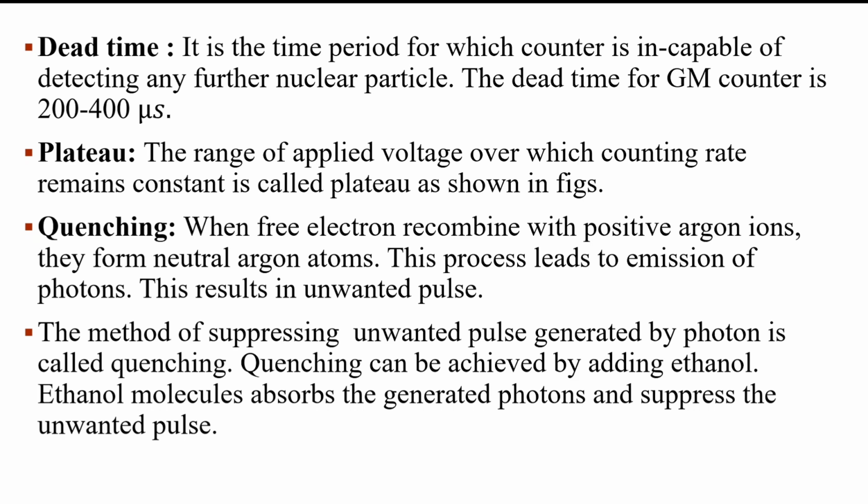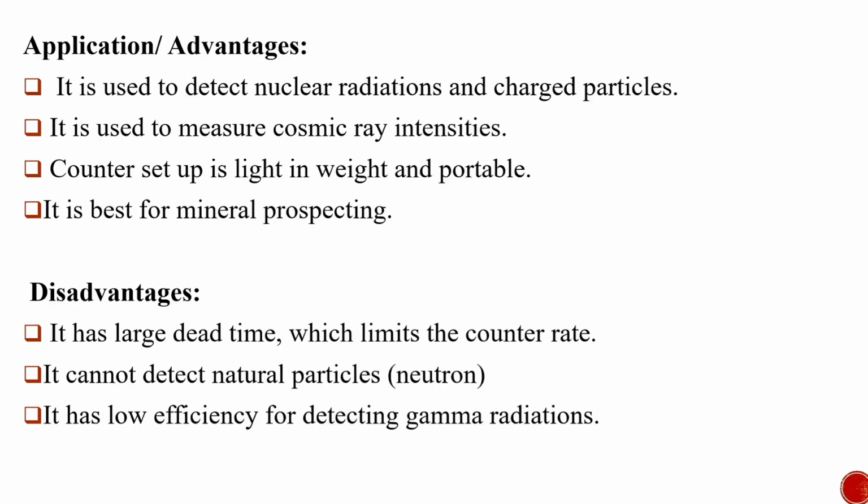Now, after seeing the construction, working, graph and diagram, here are some applications, advantages and disadvantages. It is used to detect nuclear radiations and charged particles. It is used to measure cosmic ray intensities. The counter setup is very lightweight and portable. It is best for mineral prospecting. Now let's see the disadvantages. It has a large dead time, which limits the counting rate. It cannot detect neutral particles, that is, neutrons. It has low efficiency for detecting gamma radiations.